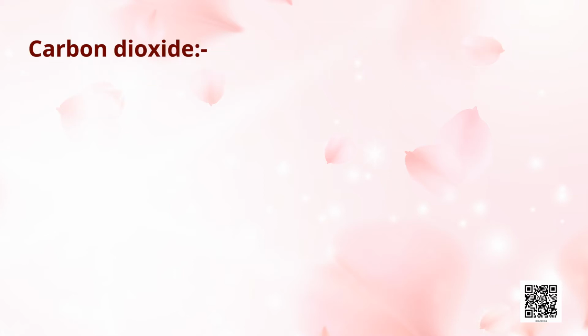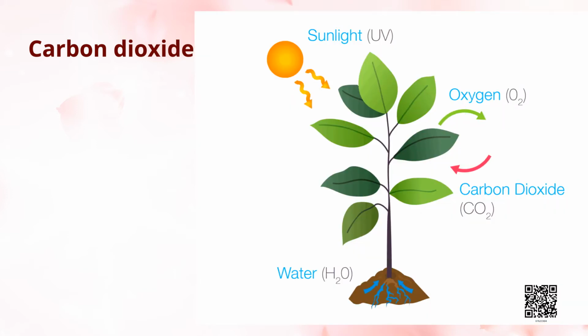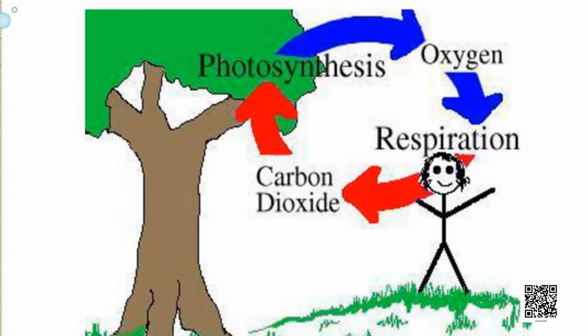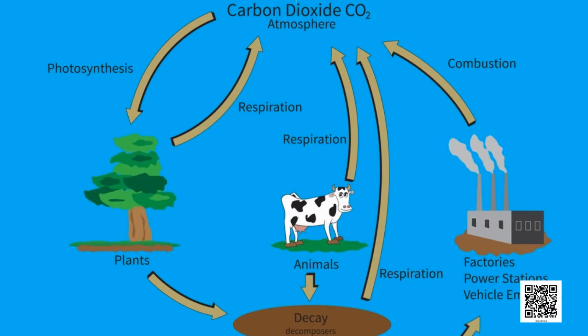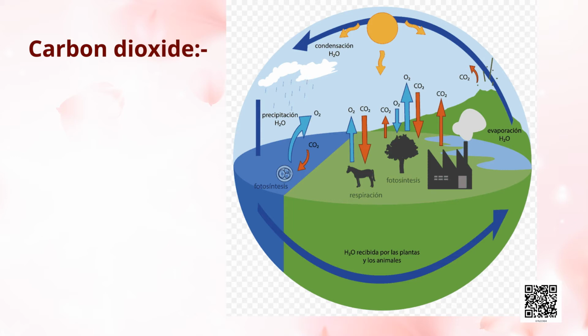Carbon dioxide is another important gas. Green plants use carbon dioxide to make their food and release oxygen. Humans and animals release carbon dioxide. The amount of carbon dioxide released by humans and animals seems to be equal to the amount used by the plants, which makes a perfect balance. However, the balance is upset by burning of fuels such as coal and oil.